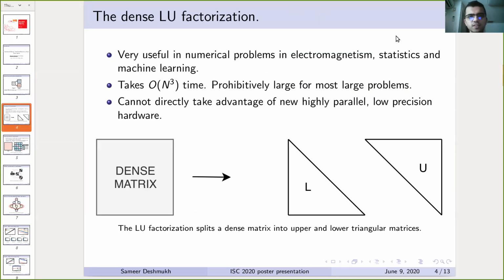The dense LU factorization is a very useful technique for factorizing a dense matrix in numerical problems arising out of electromagnetism, statistics, and machine learning. Although very useful, it takes about O of n cube time, which is prohibitively large for most problem sizes. Moreover, new highly parallel and low precision hardware cannot take direct advantage of this technique.